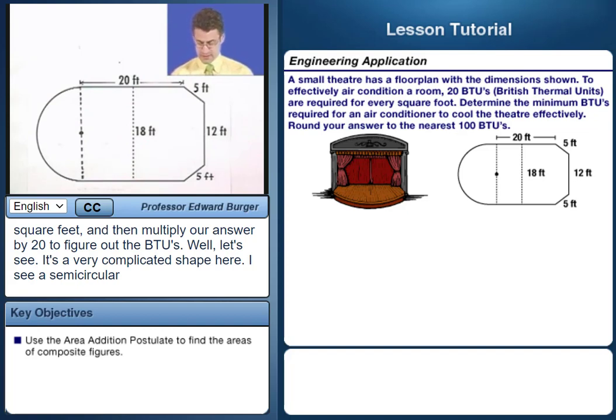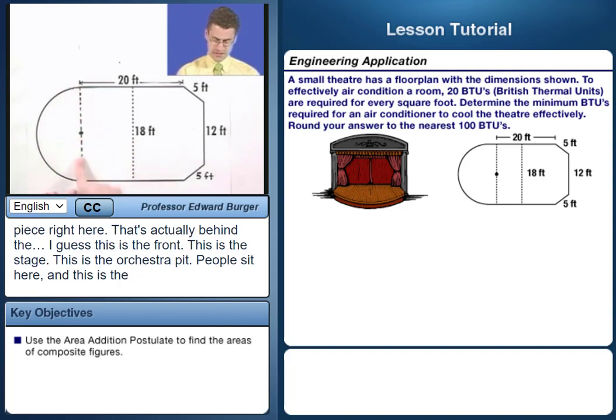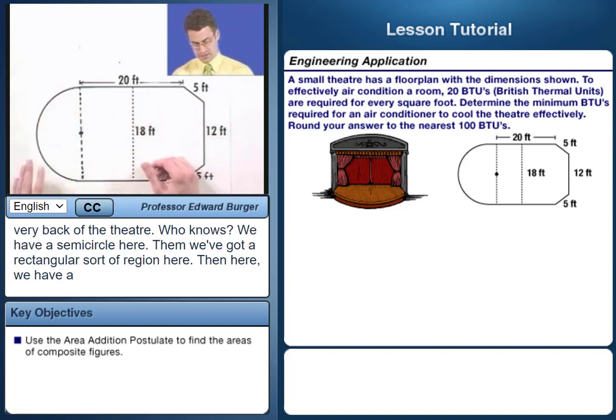Well, let's see. Very complicated shape here. I see a semicircular piece right here. I don't know which is the front. I guess this is the front, this is like the stage, maybe the orchestra pit, people sit here, and this is the very back of the theater. Who knows? Anyway, we've got a semicircle here.